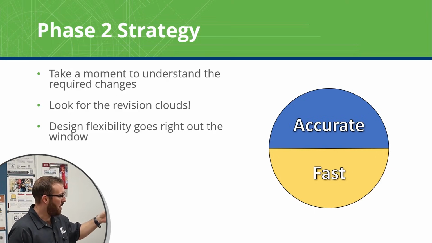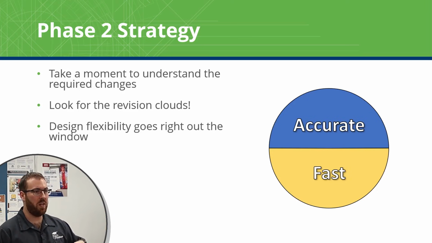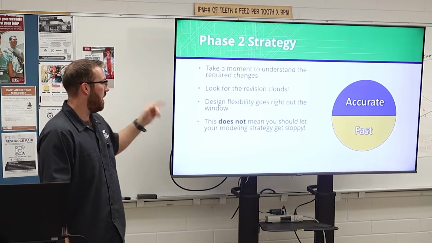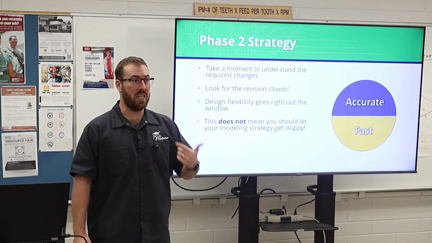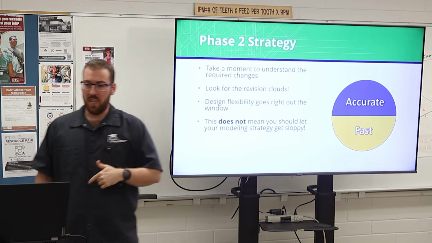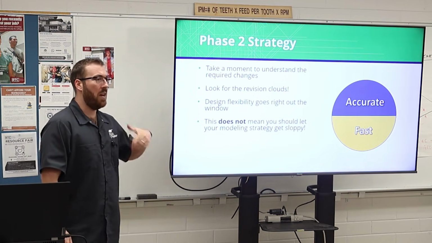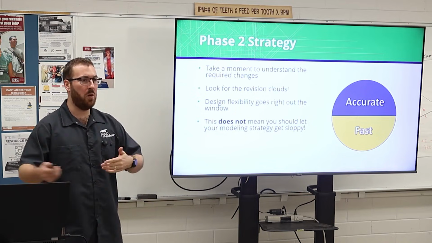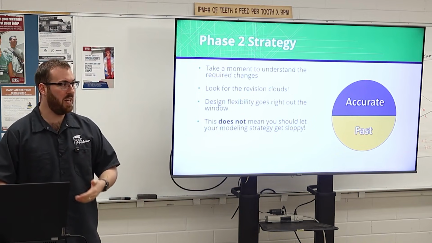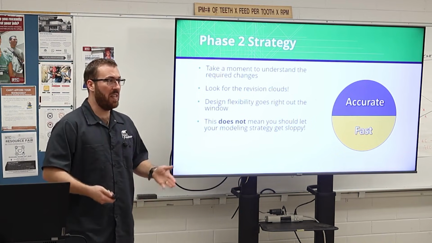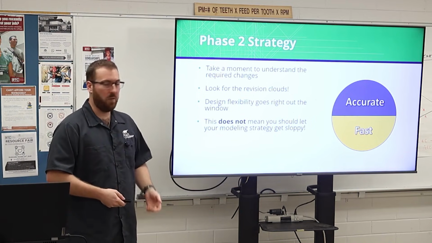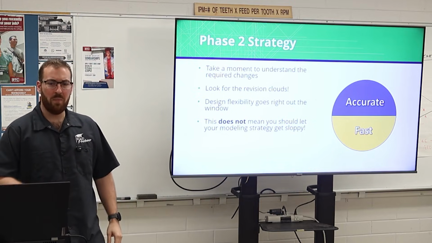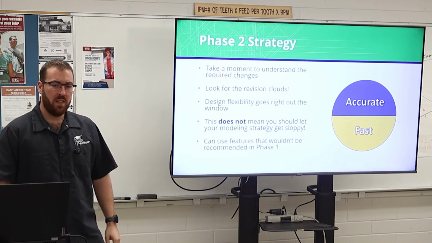And this third point, I want to be clear on this. When I say design flexibility goes out the window, this does not mean that you should let your modeling strategy get sloppy, but it does mean that you can safely use features that are less flexible, like those blind end conditions. Because you know there's no additional changes coming, you can use the quick and dirty methods that we do not recommend for phase 2. But the plan of attack is ultimately the same.